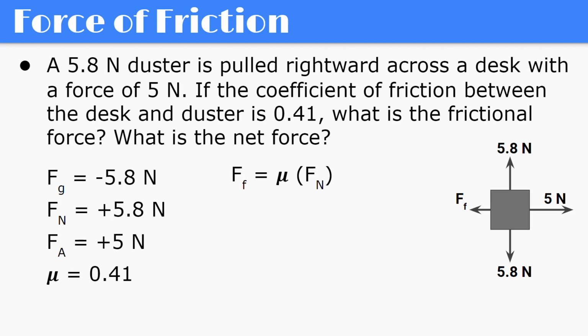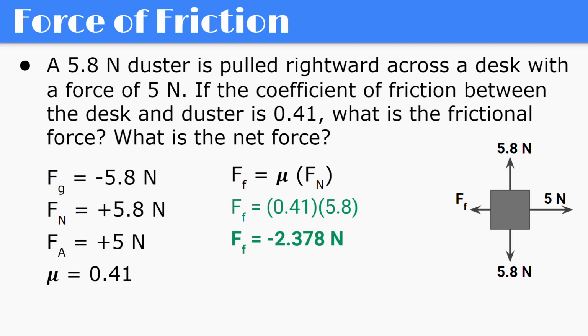So let's start with the friction equation. Force of friction is mu times Fn. I have mu, I have Fn. Notice though, they did not give me Fn in the question. I only figured it out because I drew my diagram. So that's why it's so important to draw that diagram and to think about all those forces. Plugging in, that is 0.41 times 5.8, which gives me a force of friction of negative 2.378.